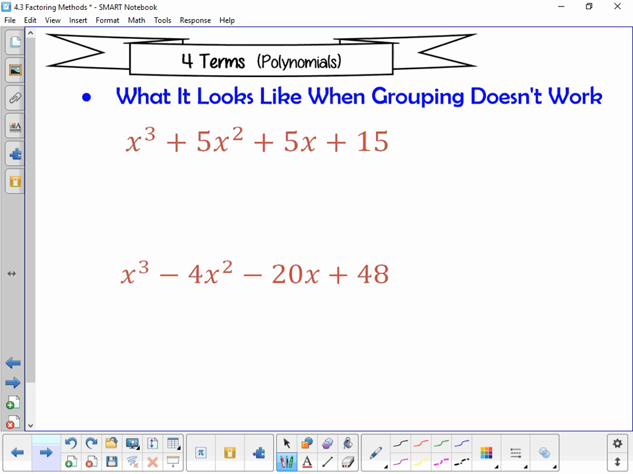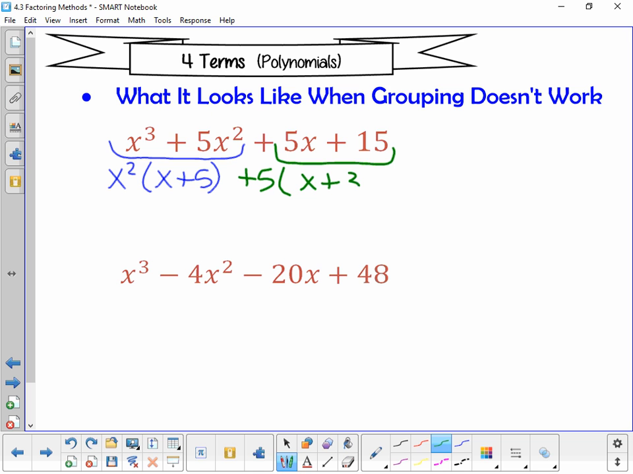Okay, this method, factor by grouping, doesn't always work. There are certain polynomials that it works for, but there are many more that it doesn't work for. So I want you to just see what it looks like when it doesn't work. In this case, my first group, if I factor out a common factor of x squared, leaves an x plus 5. And in my second group, if I factor out a common factor of 5, it leaves x plus 3. What you should notice here is that the x plus 3 is much different than the x plus 5. They are not the same.